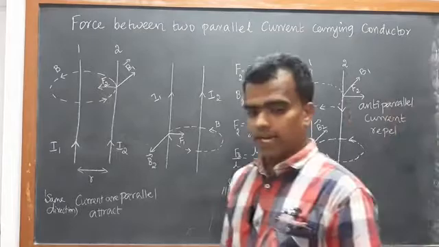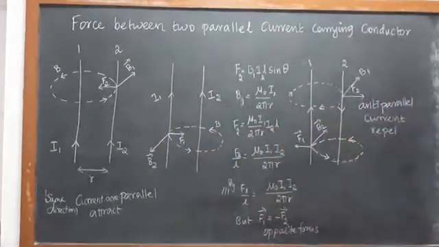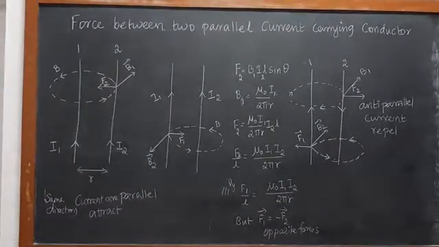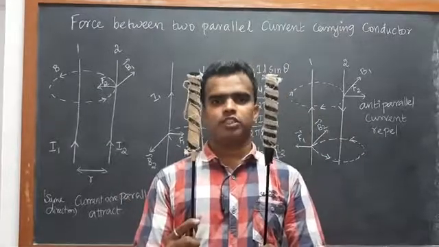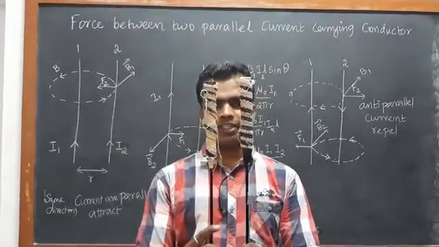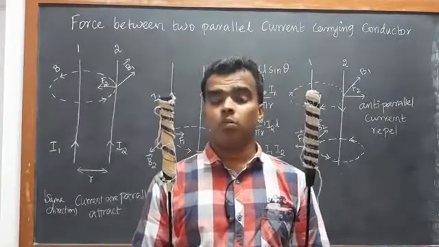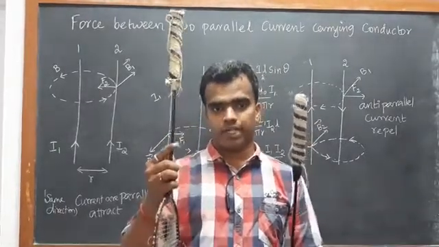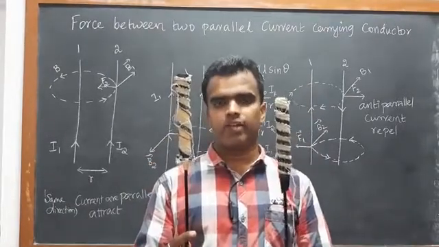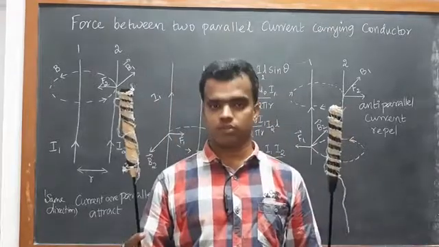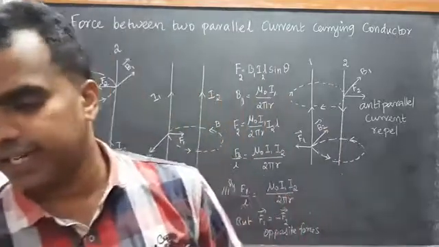Whenever you have this type of setup, when the currents are passing in parallel direction, these two currents exert force and get attracted to each other. But in the case of anti-parallel, the currents are moving in opposite directions, this one upward and this one downward. These two current carrying conductors exert a repulsive force, and they get separated. So this is a very good example for understanding this concept.